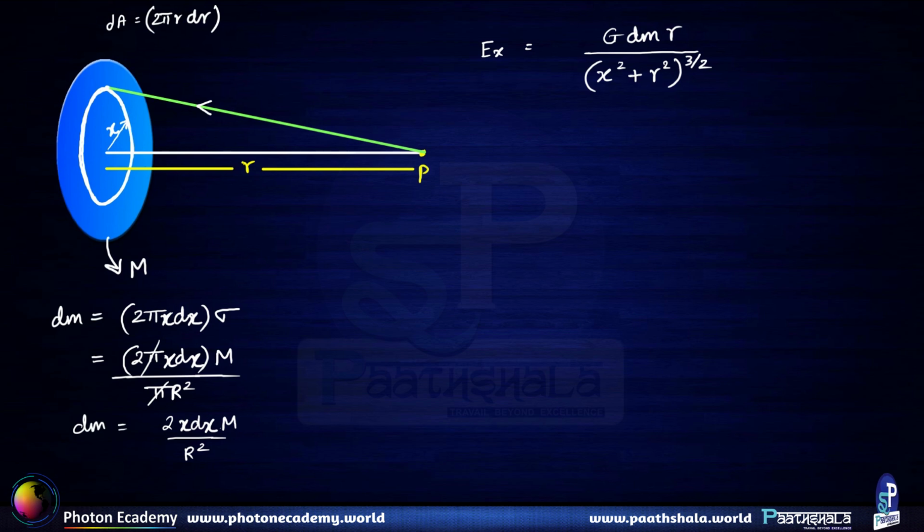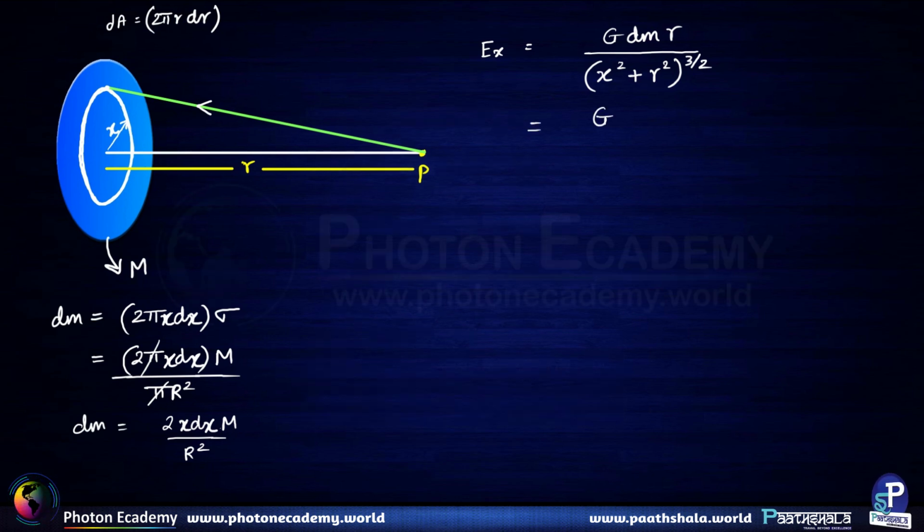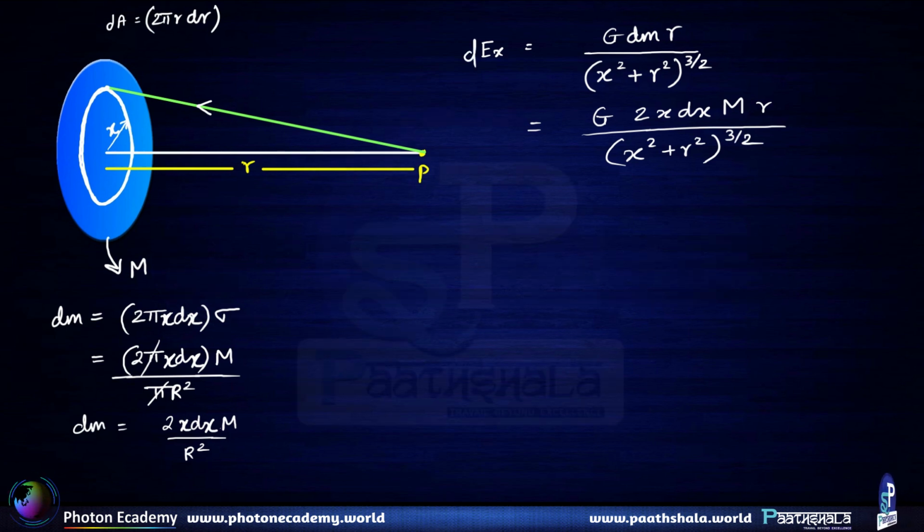From here, when we plug in the value of dm from over here, we get this equal to g 2x dx m r upon x square plus r square raised to 3 by 2. This is the small field E because of the one small ring of radius x and thickness dx. The dA of that ring is 2 pi x dx. I need to change the dA as well.